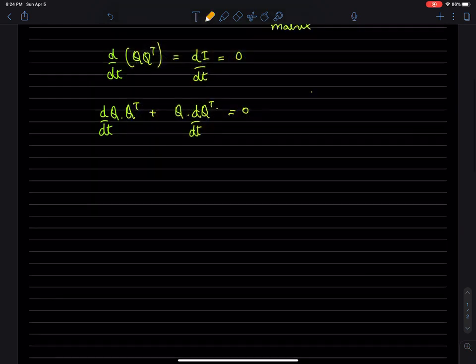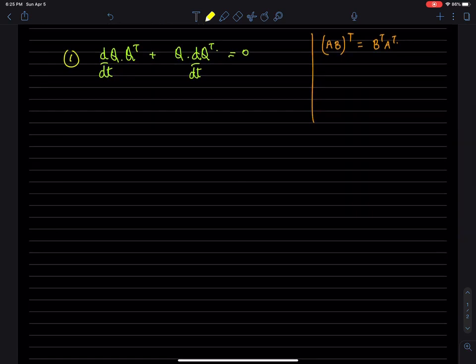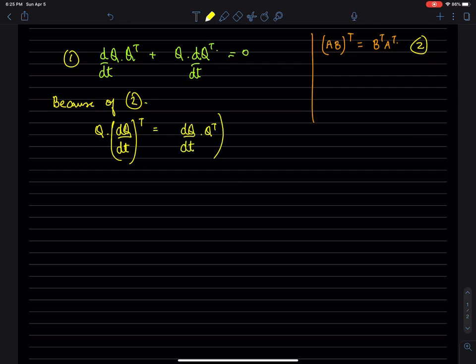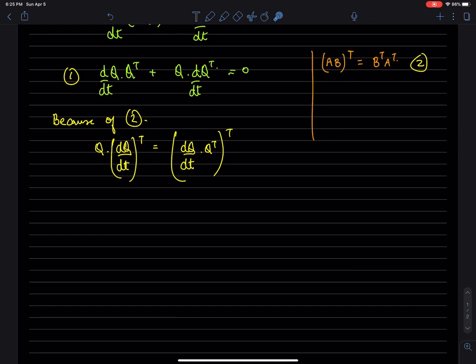Let me do an aside here. AB whole transpose equals B transpose A transpose. Okay, so let's call the previous expression 1. From this aside, which we'll call 2, Q times dQ by dt transpose equals dQ by dt times Q transpose, whole transpose. So you can check that. If you take the transpose of this, you would get this because of this. Check that. So let's call that 3.